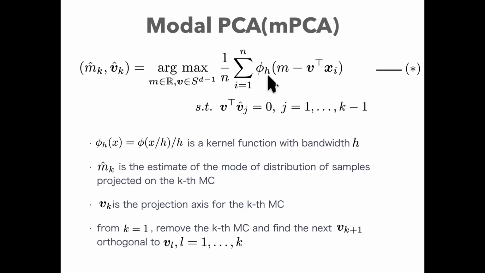We start from the first minor component v1 by solving this optimization problem without considering this constraint. Then we remove the obtained minor component from the given data set and find the second minor component with the orthogonality constraint to the first one. By repeating this procedure, we can find k minor components, and as the orthogonal complement of the span of the minor components, we get the principal subspace for visualization or concise data description.